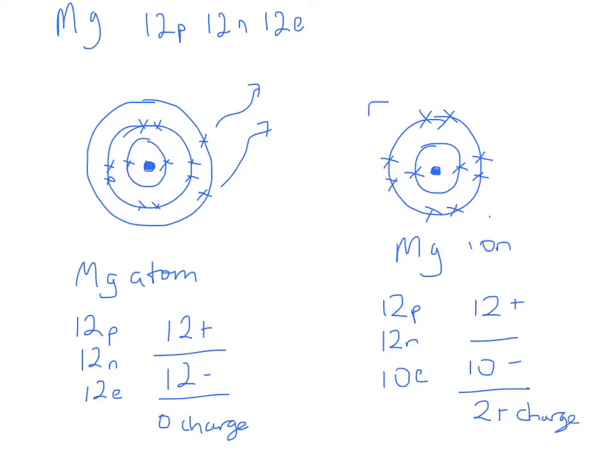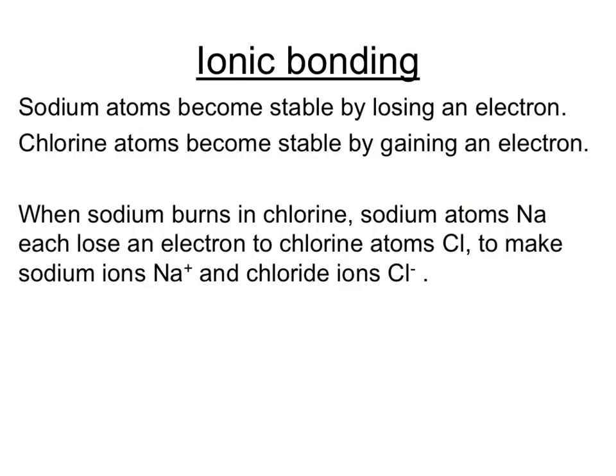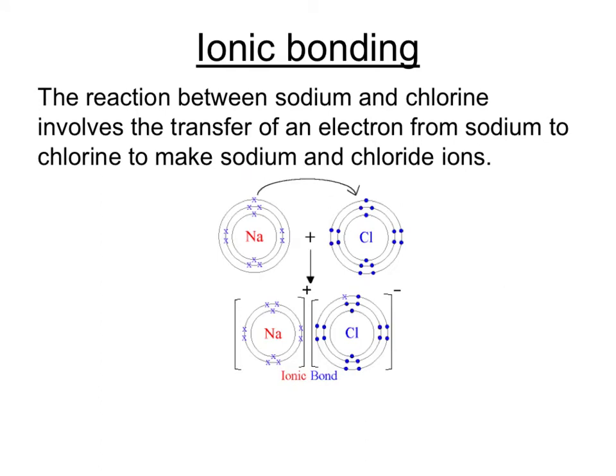So when we draw it with a square bracket around it and a 2 plus charge outside, we call it an Mg2+ ion. When a metal atom, like sodium, becomes stable, it loses an electron. When a non-metal atom, like chlorine, becomes stable, it gains an electron. It's that same electron. So when sodium burns in chlorine, the sodium atoms each lose an electron to the chlorine atoms to make sodium ions and chloride ions. It's a kind of transfer of an electron from atom to atom.